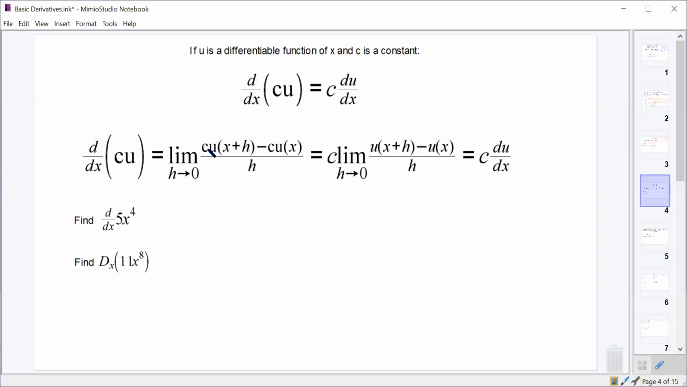So if the derivative has a constant stuck within it, in both parts of the numerator, we can take that constant and pull it to the front of the limit, evaluate the limit, which is our derivative, and then multiply the derivative by the constant. Does that make sense to everybody?